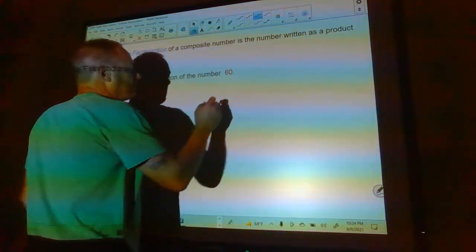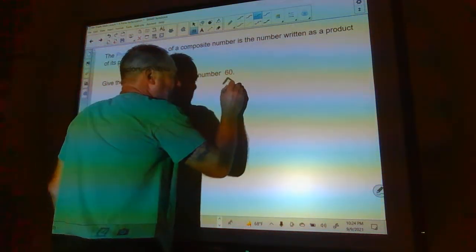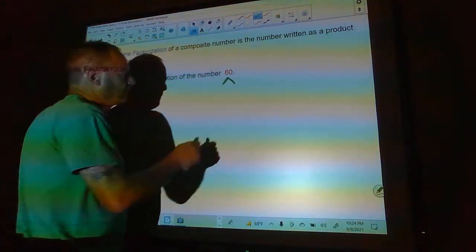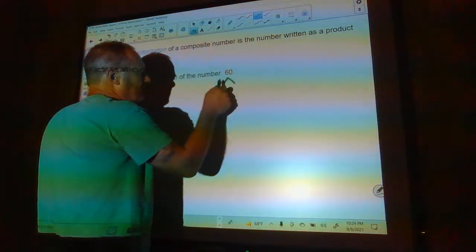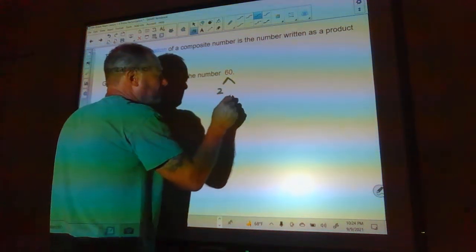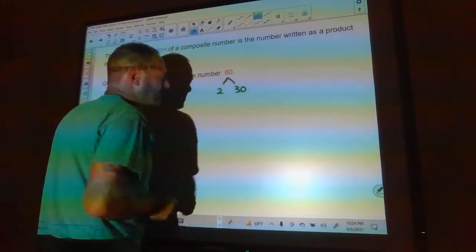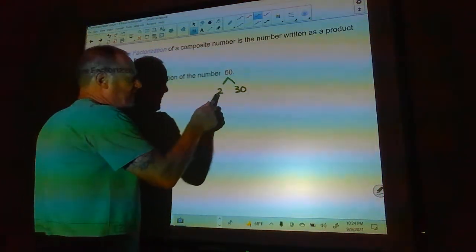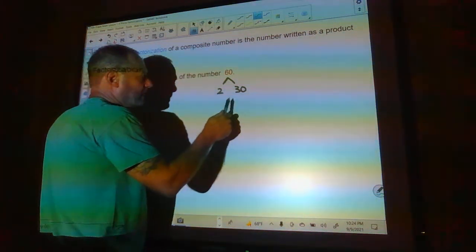So here's what we can do: the best way to do it, I think, is to make a factor tree. So you put a couple of branches like this. You go, well, let's see, it's even, so it's divisible by 2. 2 times 30 is 60. Now, this branch here is dead because it's got a prime number on it. So we look at this one.